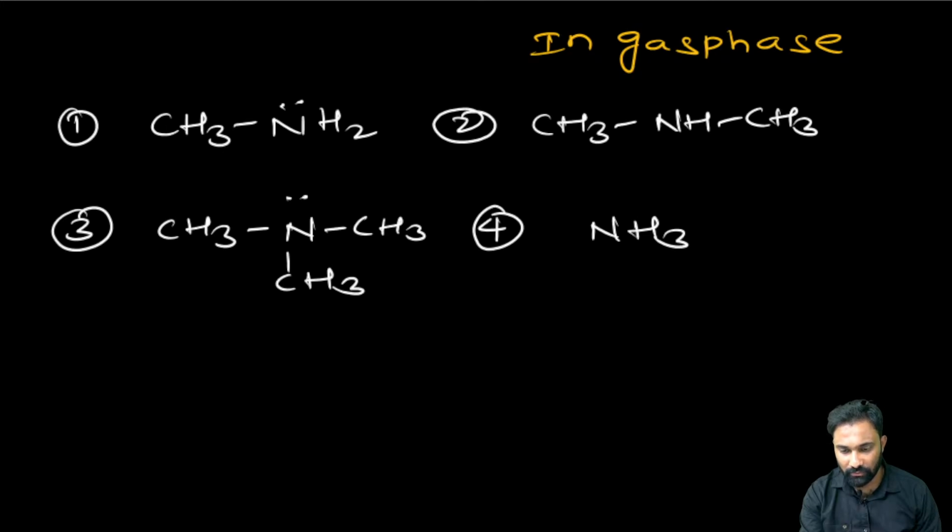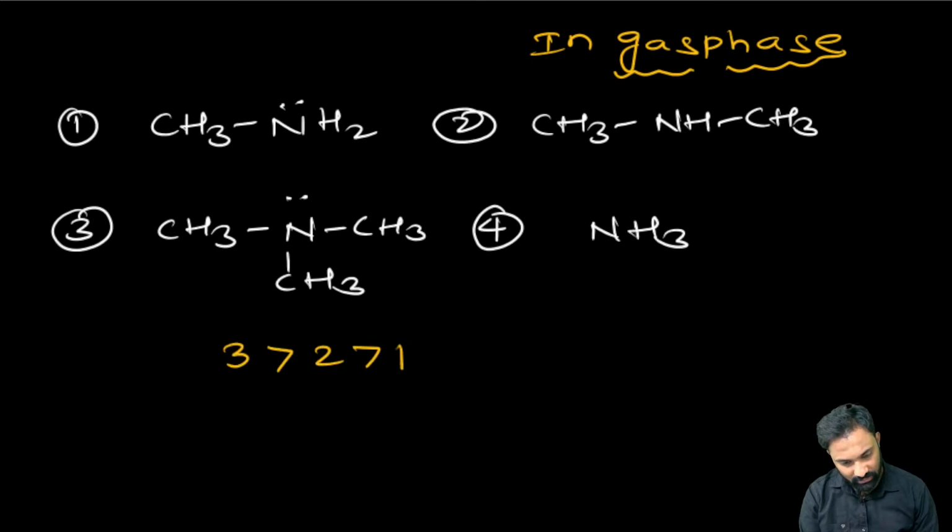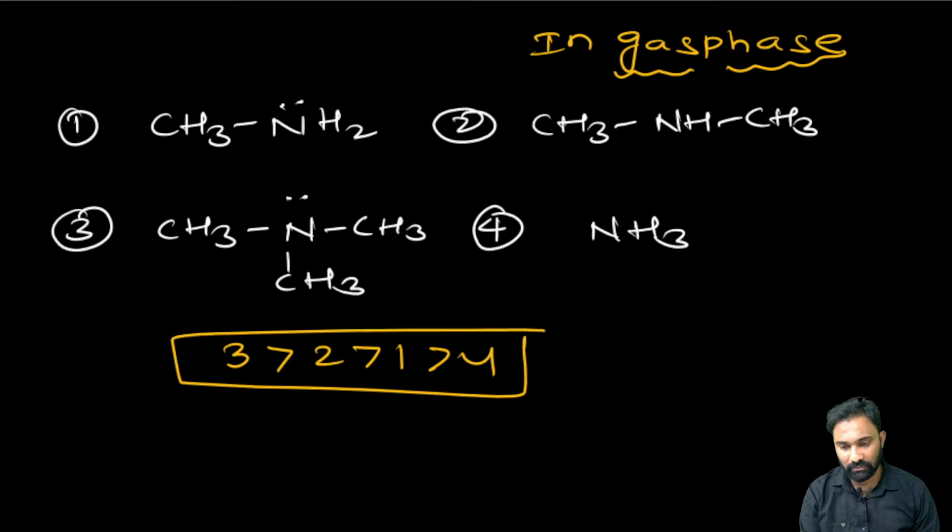What is the order of this one in basic nature of amines? What is the order? Can anyone say me? In the gaseous phase, now what is the order for this one? Now in the gaseous phase, the basic nature order of these amines will be 3 greater than 2 greater than 1 greater than 4, right? 3 greater than 2 greater than 1 greater than 4.